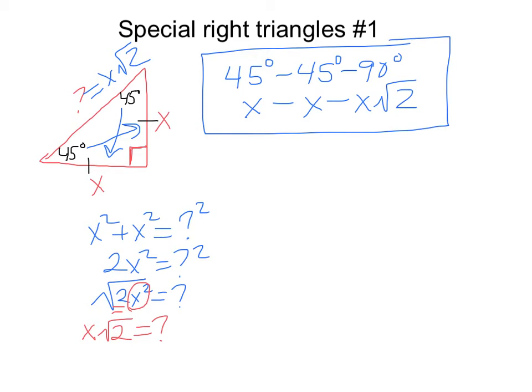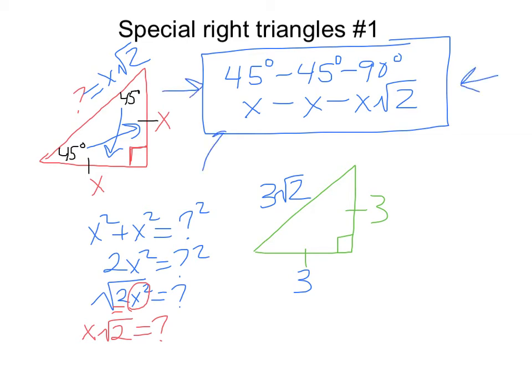What this means is that if I have any isosceles right triangle and I know one side, so this is isosceles, I know this is 3, then this other side has to be 3 because it's isosceles, and this has to be 3 times the square root of 2. Kind of cool. This will be a big deal for every math class for the rest of time. The special right triangle: 45, 45, 90, x, x root 2.